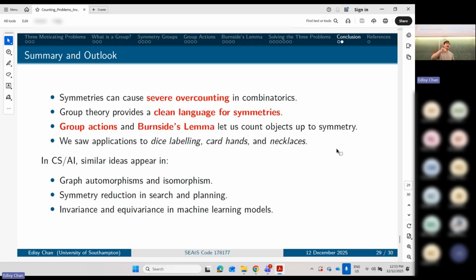For CS and AI, there are actually many uses of the same idea. In CS or AI, you may see graph automorphisms or isomorphisms, symmetry reduction in search and planning, or invariance and equivariance in machine learning models. There may be symmetries where you can count how many paths there are by Burnside's formula if you can construct the group actions.